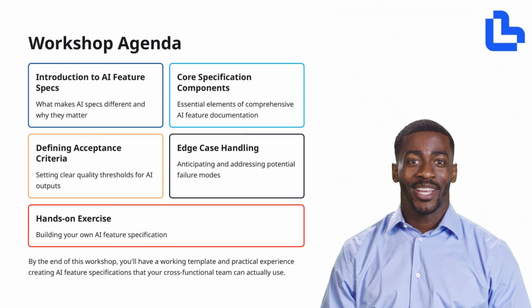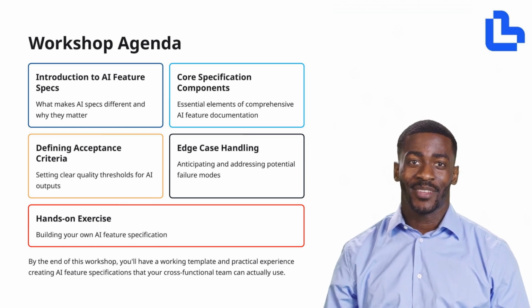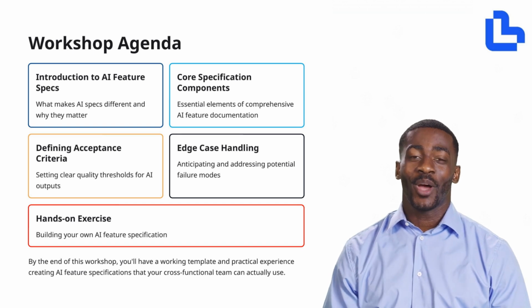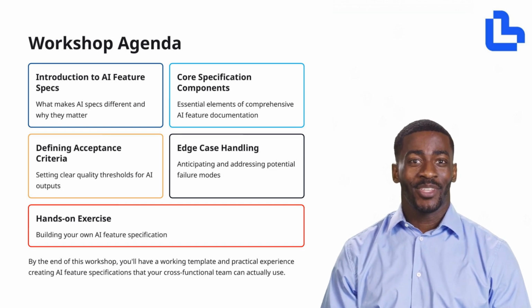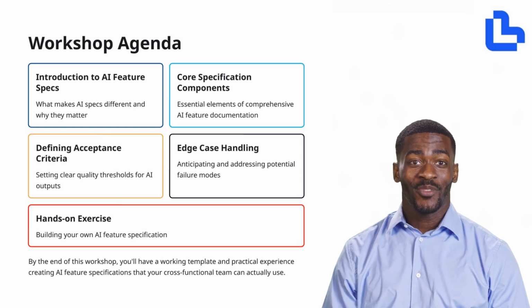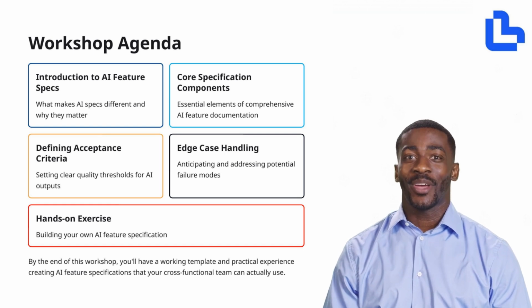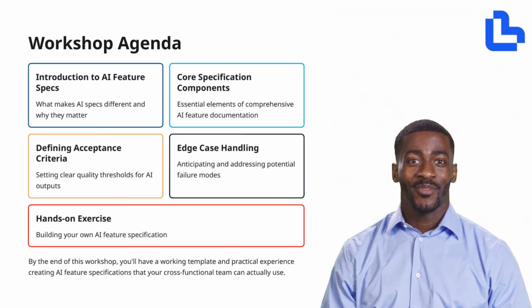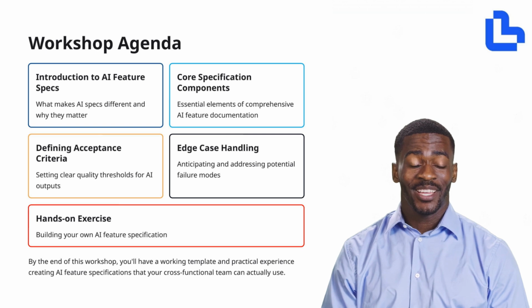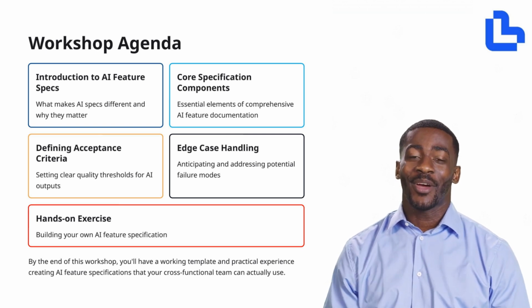Next, we'll dive into defining acceptance criteria. This is where we shift from vague goals to measurable standards. You'll learn how to set clear thresholds for quality, performance, and reliability, especially important when dealing with probabilistic AI outputs. We'll also cover edge case handling, which is often the most overlooked part of AI development. You'll learn how to anticipate failure modes and design for resilience, ensuring your feature behaves predictably even when things go wrong. Finally, we'll wrap up with a hands-on exercise.